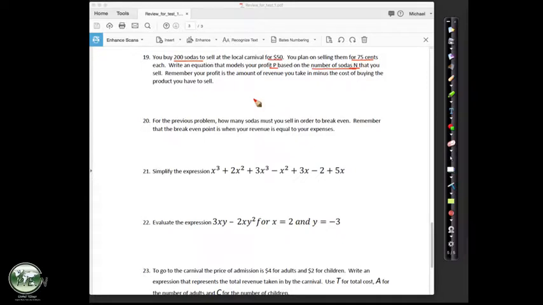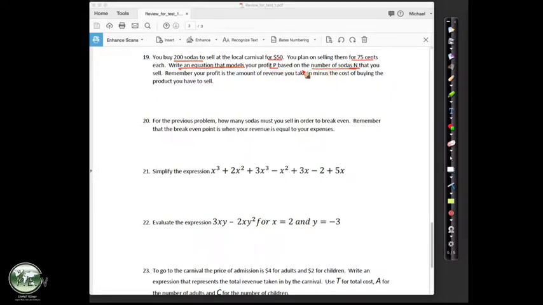So, I'm not trying to read this, but I'm just trying to look for math stuff. And then I come to the end. I'm trying to see, what are they asking? Oh, they want us to write an equation. There's not really a question. So they want us to write an equation that models the profit. They don't want us to solve anything. They just want the equation. Okay? We want P for profit based on the number of sodas.